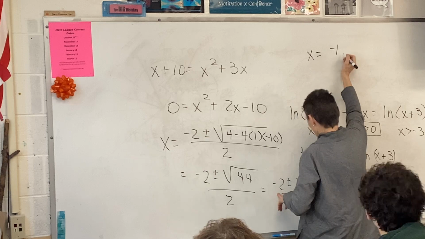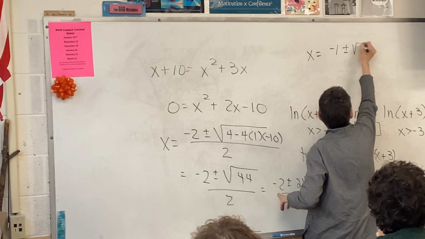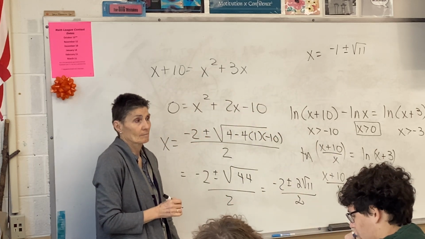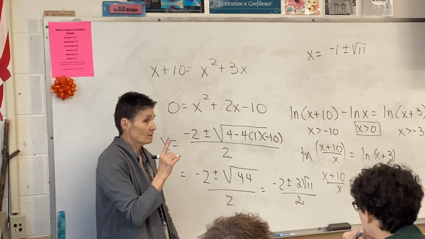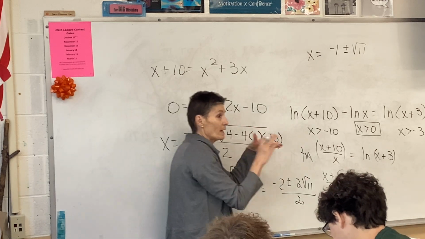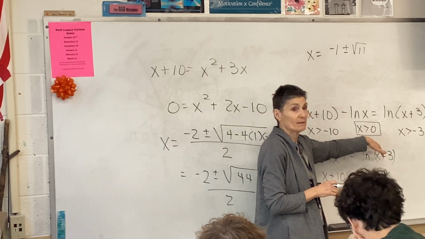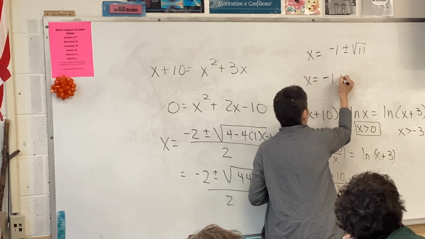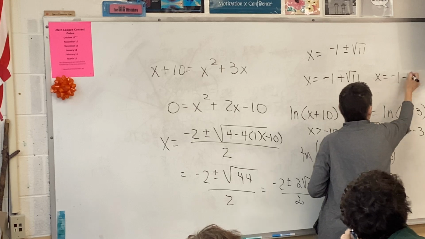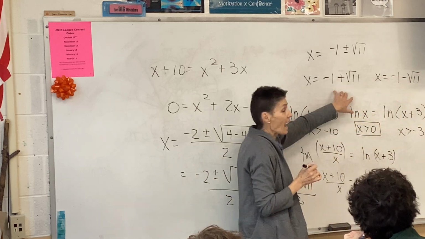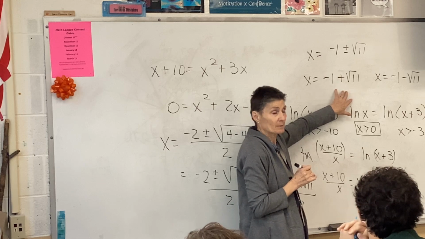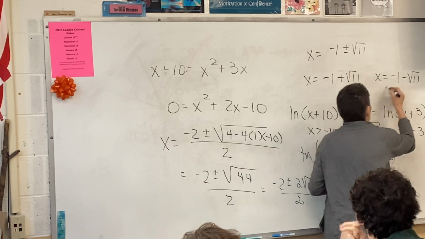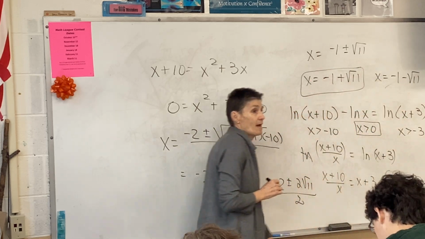Did you get negative 1 plus or minus the square root of 11? Now, what did we determine right at the very beginning of the problem? That whatever happened, x had to be bigger than 0. Now this is two answers, -1 plus root 11 and -1 minus root 11. Is that bigger than 0? Yep, because root 11 is obviously bigger than 1. Is this bigger than 0? No. So our only answer to the problem is that one right there.